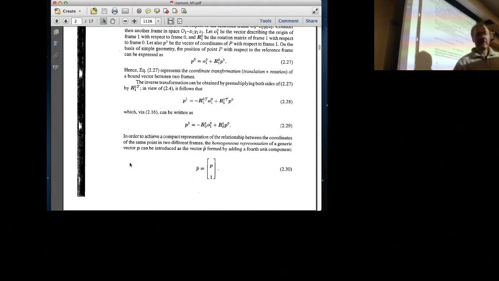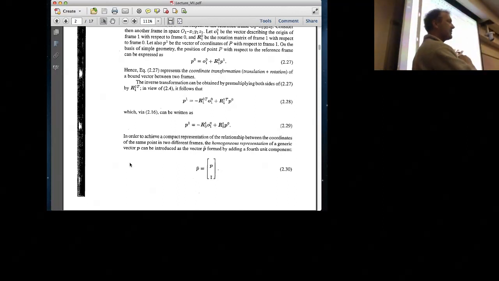Good. This is actually what people like to use a lot in robotics. Since then you don't think about translations and rotations so much anymore, you keep it together. There's one important component. So this thing we call, what do we call it actually?